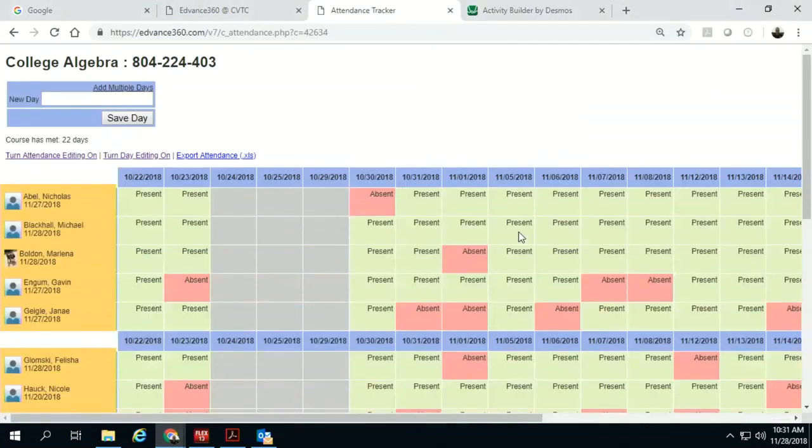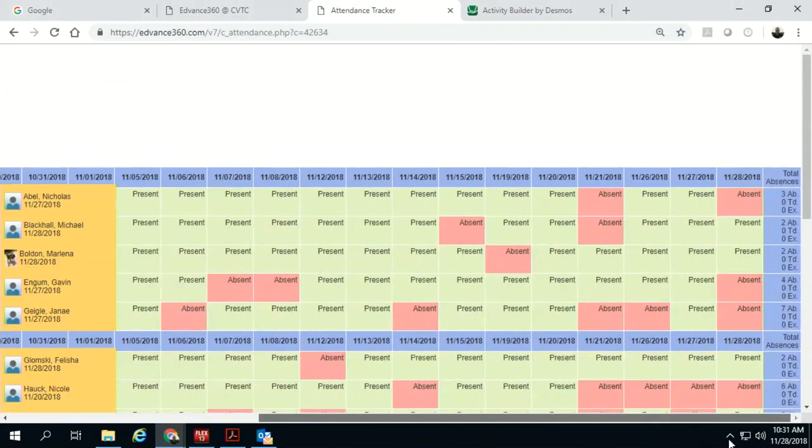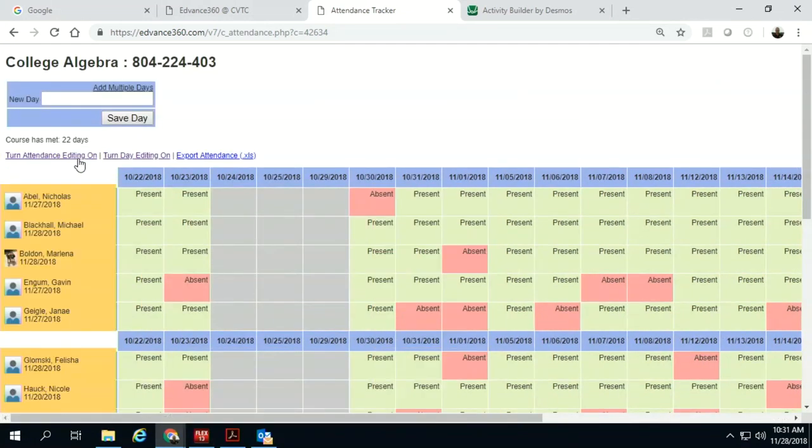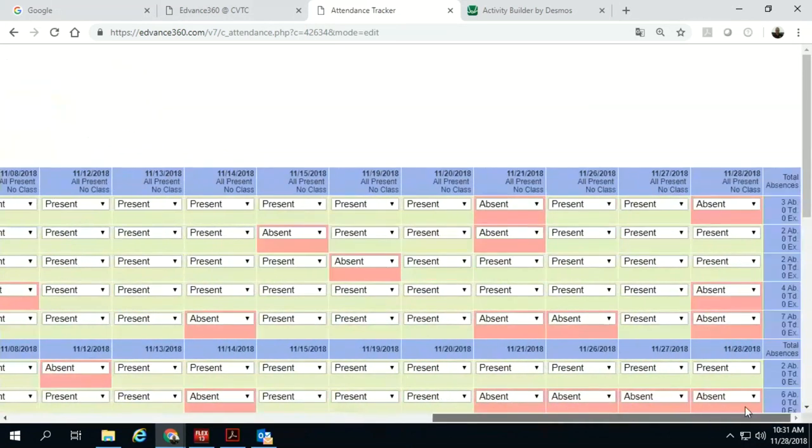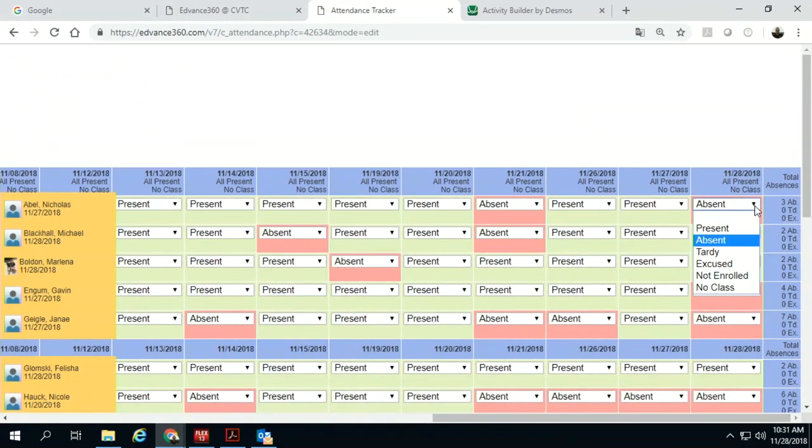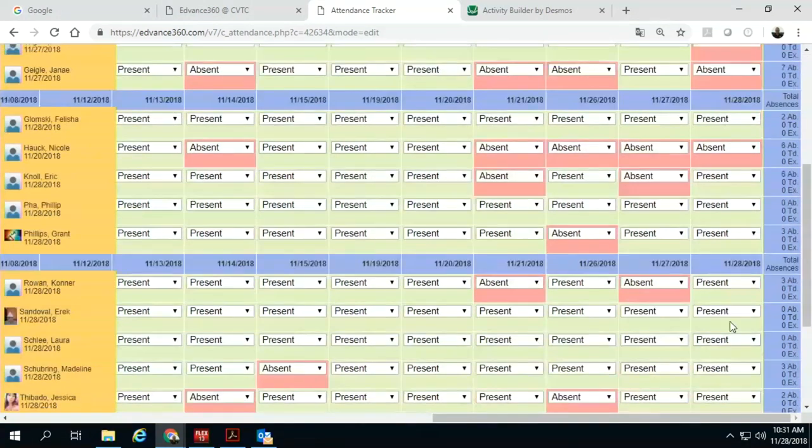I have to remember to mark Nick present, and I'll just change it to tardy for half the day. And who left at halftime? Laura, and who was the other one? No, in Menominee, somebody left. Grant. Grant did? Okay.